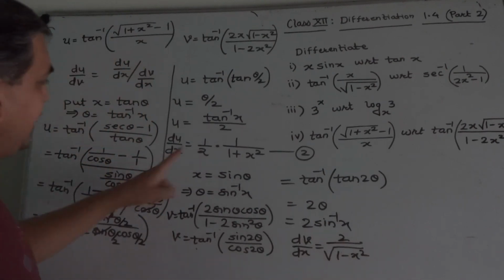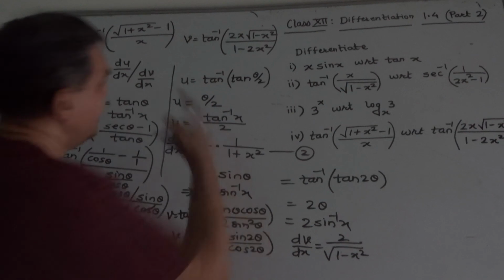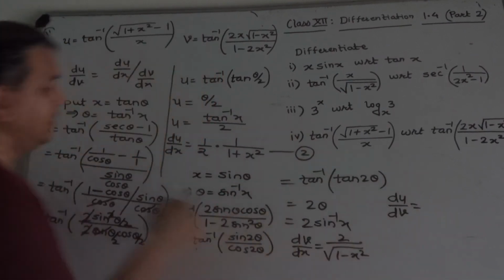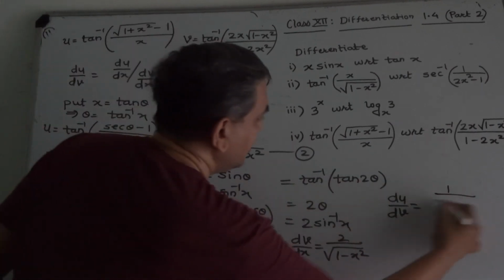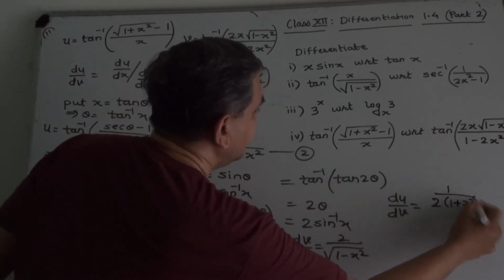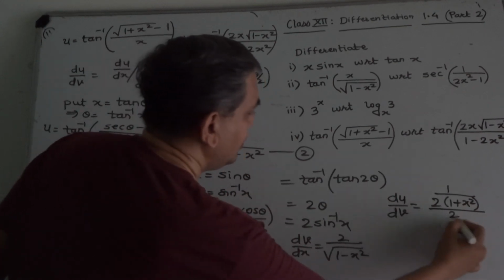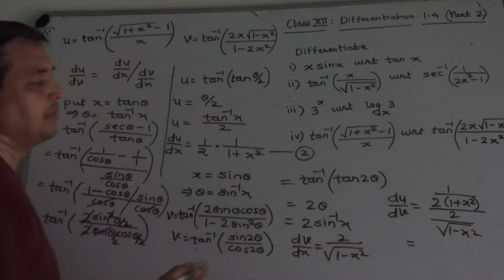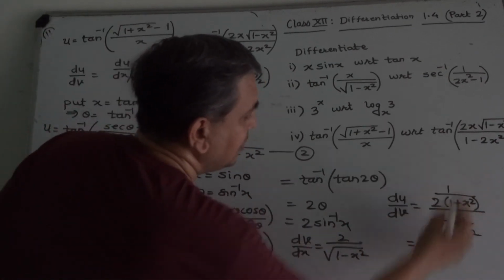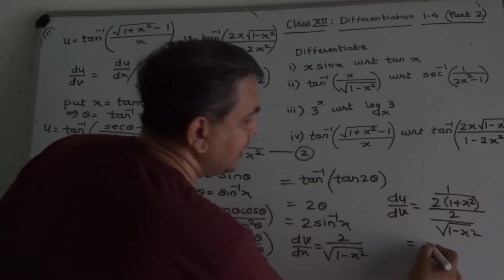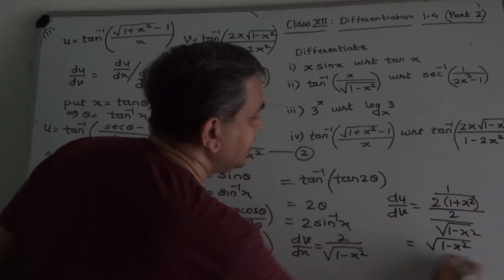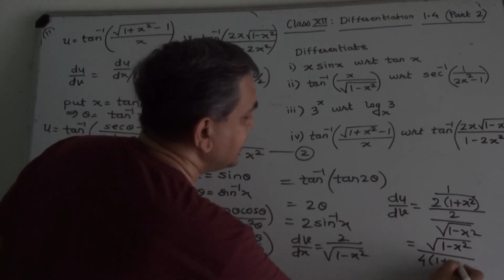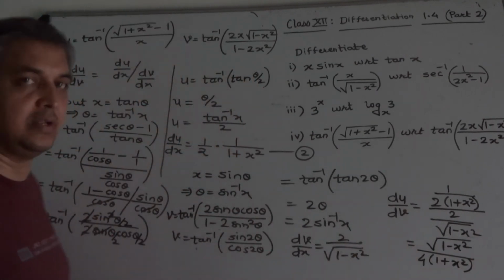Now we know du by dx, we know dv by dx, and so equation 1 gives du by dv equal to, du by dx is 1 upon 2 bracket 1 plus x square upon 2 upon under root 1 minus x square. So this numerator will go, denominator goes in the numerator, we get root of 1 minus x square upon this 2, and this 2 will give 4 bracket 1 plus x square. So this is the final answer.